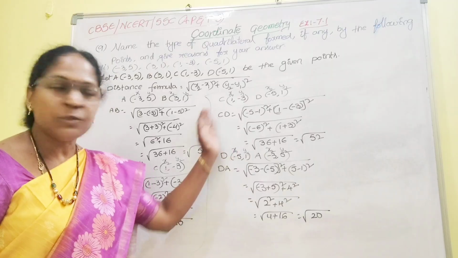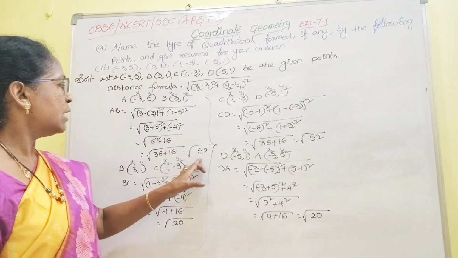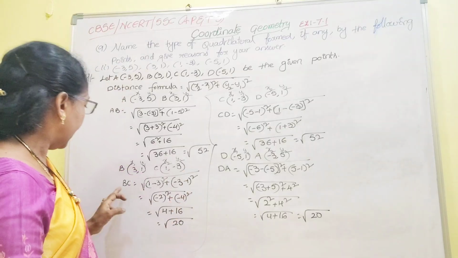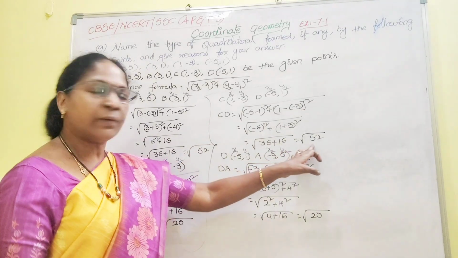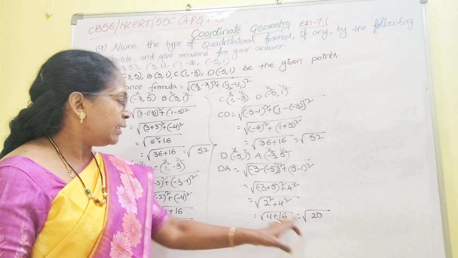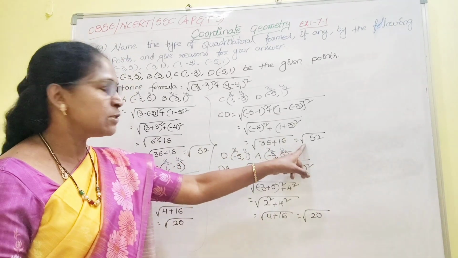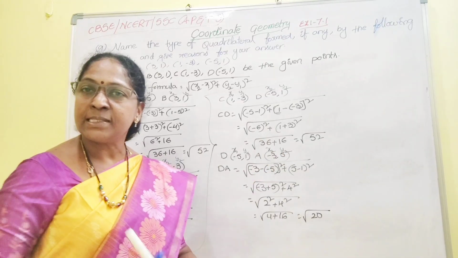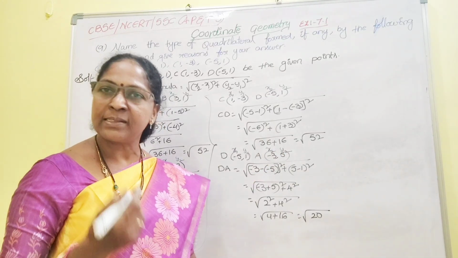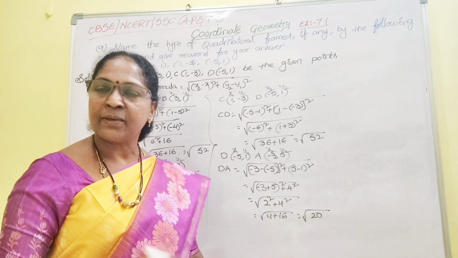Now if you observe the distance values of these four sides, AB equals square root of 52, BC equals square root of 20, CD equals square root of 52, and DA equals square root of 20. That means here 52 and this one also 52, and these two are equal. So opposite sides are equal, two pairs of opposite sides are equal. Next, the diagonals we also have to find out.